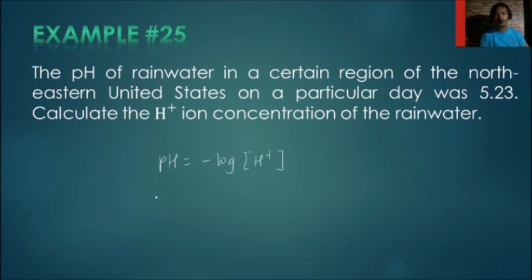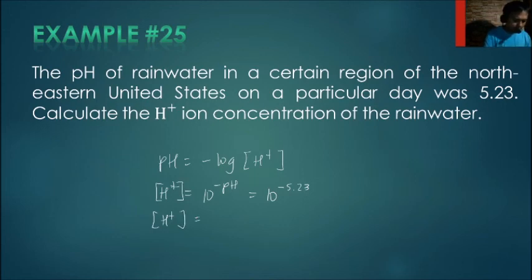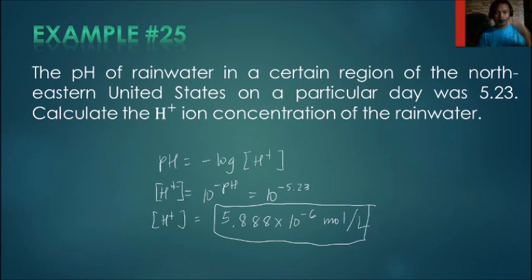So, para makuha natin yung concentration na yan, since log yan, having a base of 10, pwede natin siyang gawing 10 raised to negative of kung anong value ng pH. So dito ang lalabas 10 raised to negative 5.23 at ang kanyang magiging concentration ng hydrogen ion ay 5.888 times 10 raised to negative 6 molar per liter. So yan po ang magiging molar concentration ng hydrogen ion dyan sa rainwater na yan.